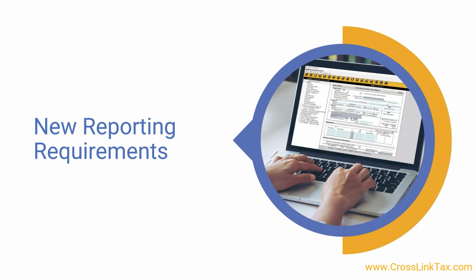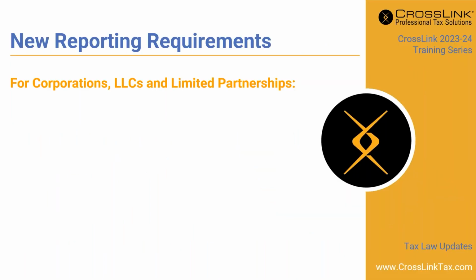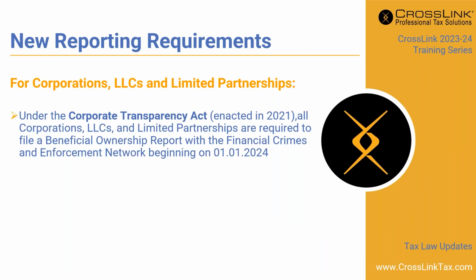Next up, we want to talk about some new reporting requirements for corporations, limited liability corporations, and limited partnerships. First of all, under the Corporate Transparency Act, which was enacted in 2021, all corporations, LLCs, and limited partnerships are now required to file a beneficial ownership report with the Financial Crimes Enforcement Network beginning 1/1 of 2024. So right around the corner, you need to make sure you're letting your folks know, if they're coming into your offices with these types of business entities, that they do have to responsibly begin filing this.